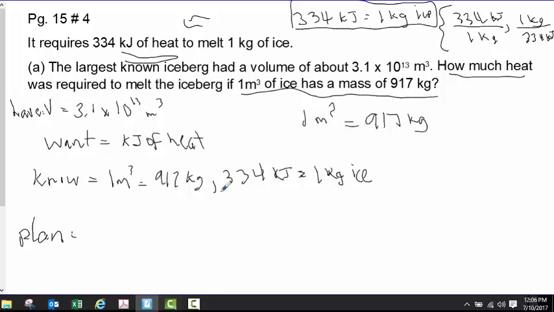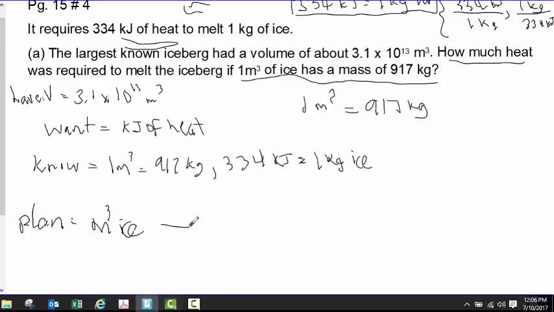So remember, we're always trying to go from what I have to what I want. What I have here is ice in meters cubed. So we've got meters cubed of ice. And eventually I want to get to kilojoules of heat. I'm going to write kilojoules of heat over here because I know I can't get directly there with one conversion factor. Well, let's look back at our conversion factors, and I'm looking at the units in the conversion factors.